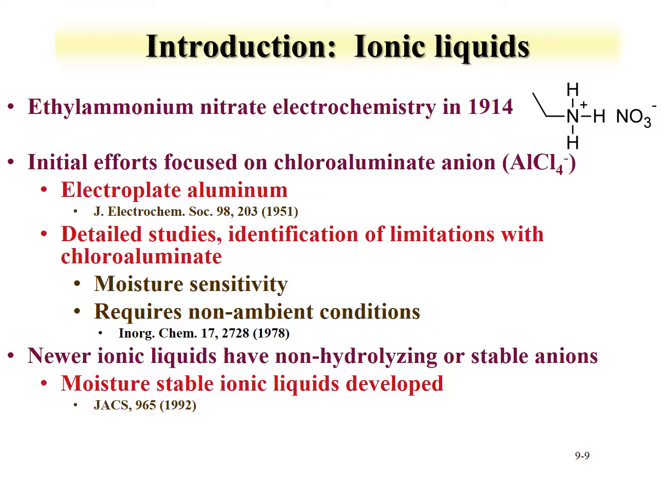Ionic liquids have been known for about 100 years, with the first example shown here. The initial work focused on chloroaluminate anion species. This was part of electroplating aluminum, and a number of detailed studies were performed and identified limitations of chloroaluminate, particularly moisture sensitivity. Newer ionic liquids have evolved from these, and they have non-hydrolyzing or stable anions. And these also include moisture-sensitive ionic liquids, and references are shown in this slide.